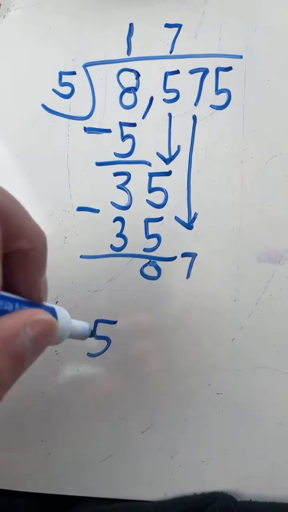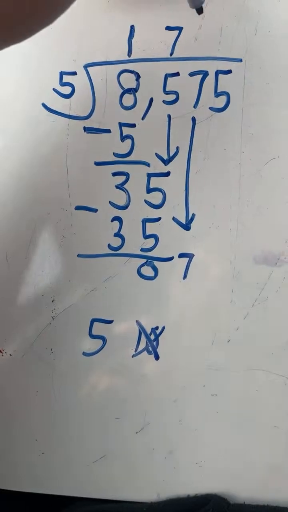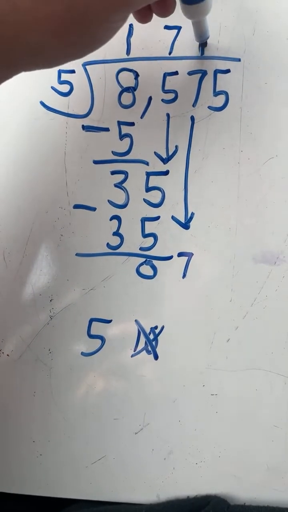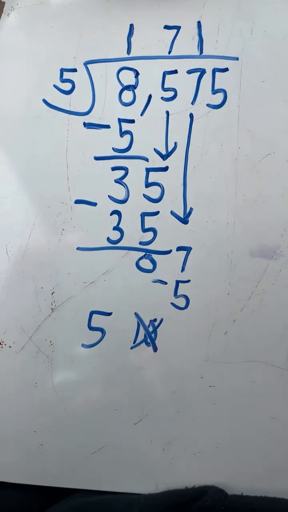So 5, that's one group. If I go to 10, I'll be too far, so we're able to get one group of 5 within 7. And now we have to subtract 7 minus 5.